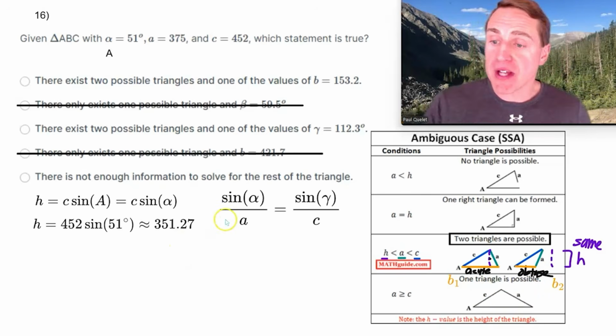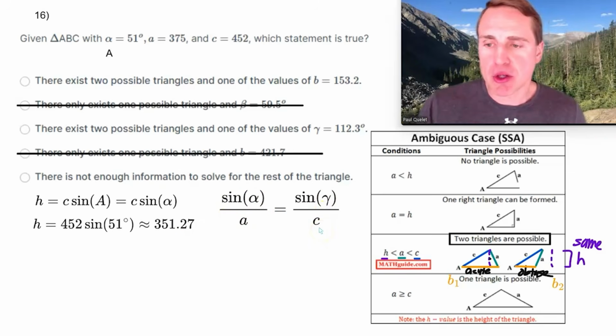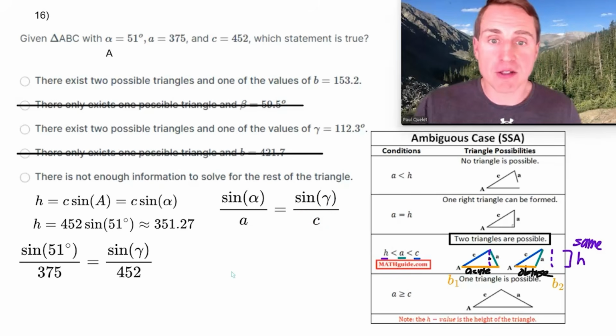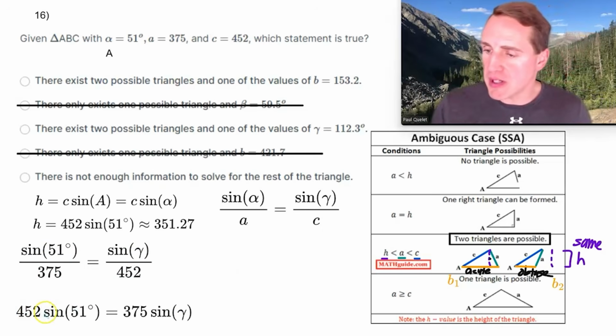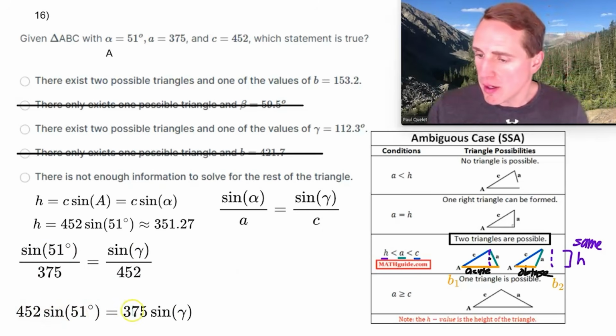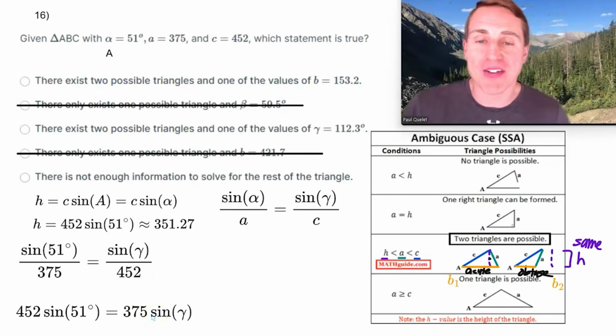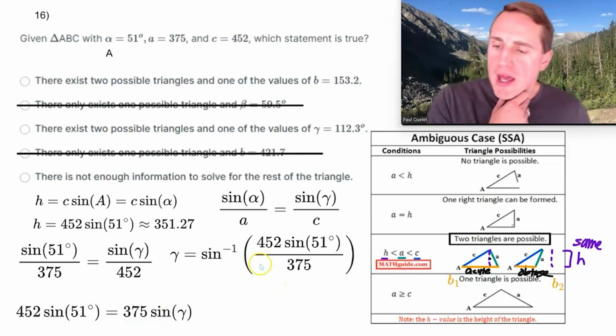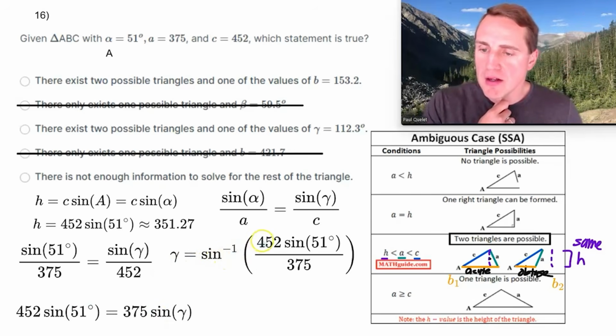Okay, so from the law of sines, we see sine of alpha over A is equal to sine of gamma over C. So let's go ahead and put the numbers in. Okay, and then let's cross multiply, putting in 51 degrees, 375, gamma, and 452. So we have 452 sine 51 is equal to 375 sine gamma. We have to divide by 375 and then take the inverse sine. So we get gamma is equal to inverse sine of 452 sine 51 degrees over 375.